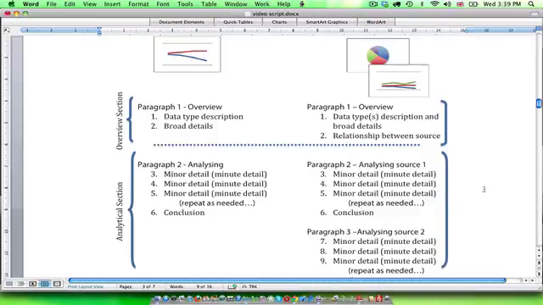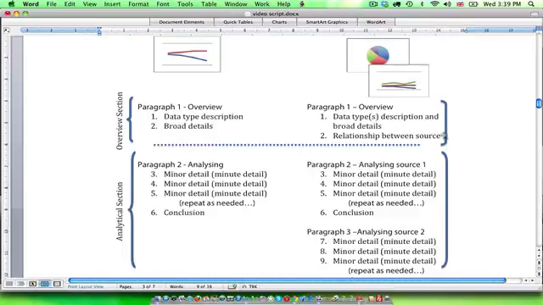If we're given 2 data sources, we start the writing with an overview paragraph. Just like in the single data source structure, your first sentence is going to state what types of data sources you have been given. So are these line graphs? Is it a line graph and a pie chart? Is it a diagram and a table? And what do these pieces of information show? So what are the data sources showing?